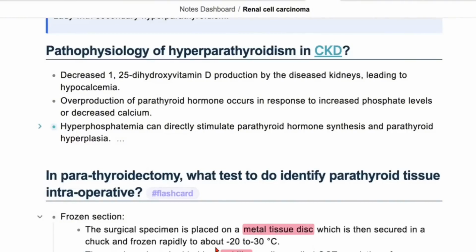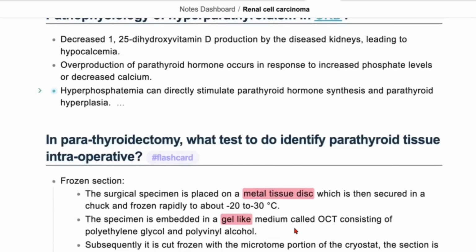Yeah, I made a good answer, but I think it can be better. All right. So try to divide this into steps. Try to think how it's actually done in real life. All right. So, first of all, you take a surgical specimen. Second, you put it in a metal tissue disc, and then you drop the temperature to -20 to -30. And then you put it in a gel-like medium that's called OCT, which is basically like formalin, for example. So it's polyvinyl alcohol or polyethylene glycol to preserve the tissue.